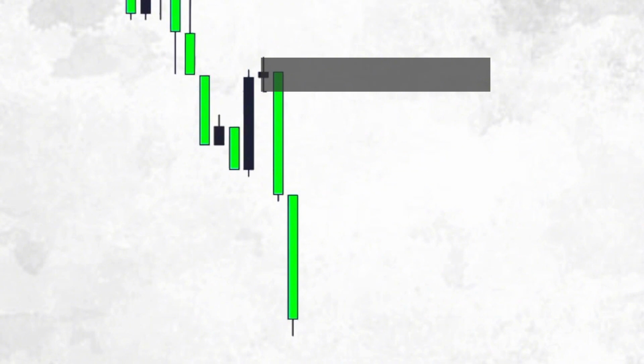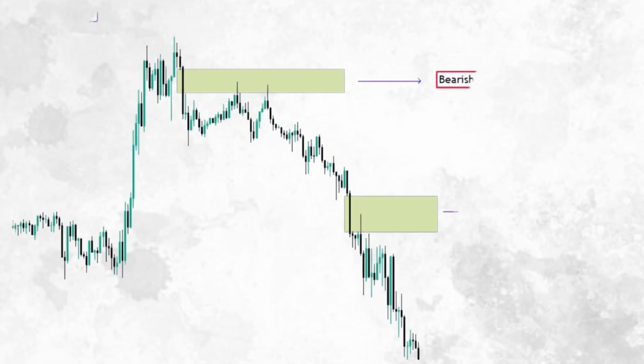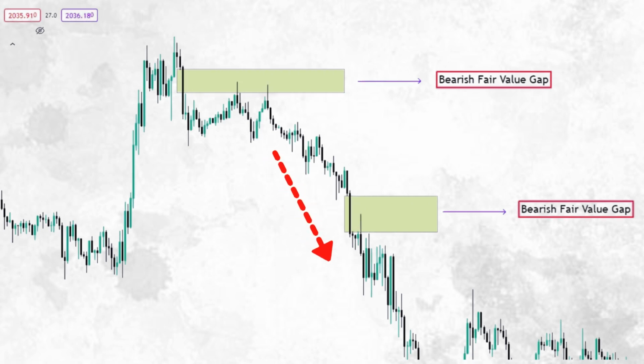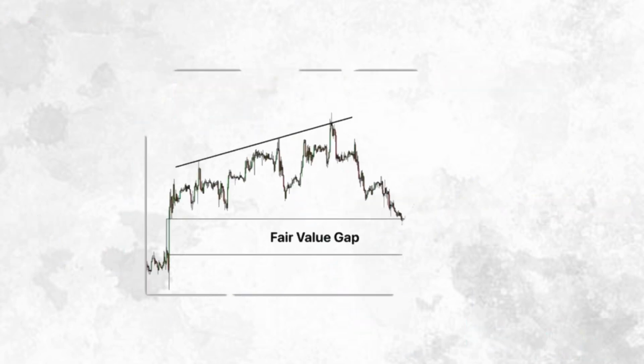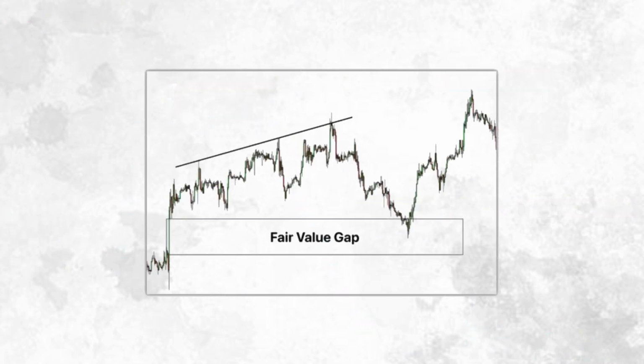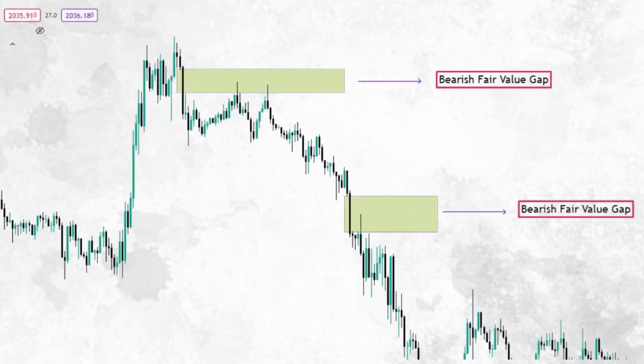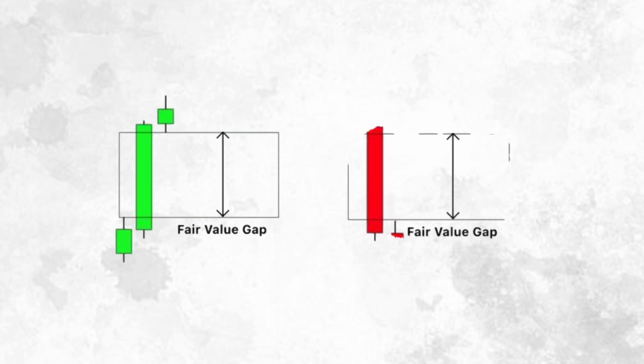Order blocks near the fair value gap are considered important. If a fair value gap is in harmony with a broader trend or a key level, it becomes a reliable signal for continuation of a trend. To technically determine fair value gap, we first need to determine the trend of the market, which can be either bullish or bearish. So, based upon the trend, we can categorize fair value gap into two types: bullish fair value gap and bearish fair value gap. Now, let's study each of them in detail.